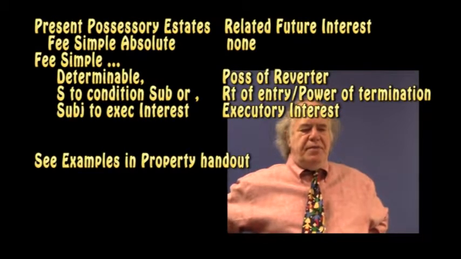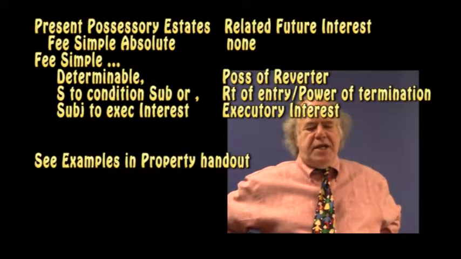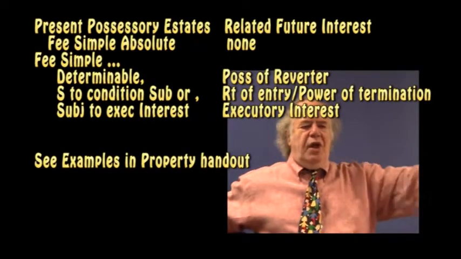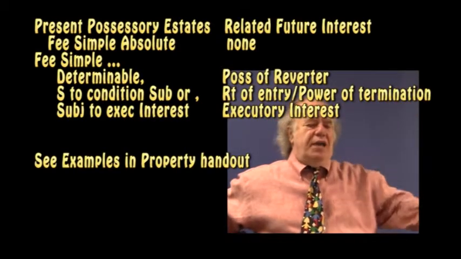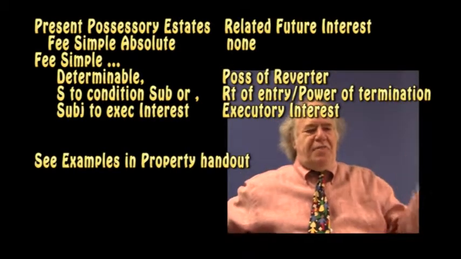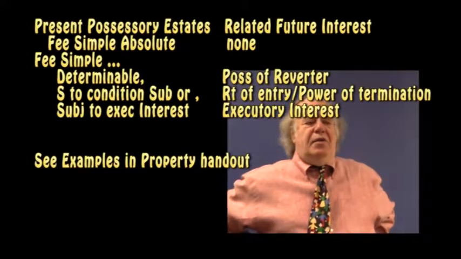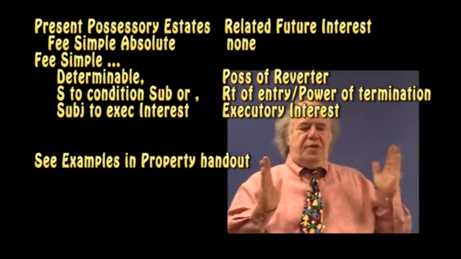Why does this matter? Matters because executory interests are subject to that loveliest of all concepts, the rule against perpetuities. Possibilities of reverter are not subject to that most beautiful of all things, rule against perpetuities. So we have to put the right labels on.